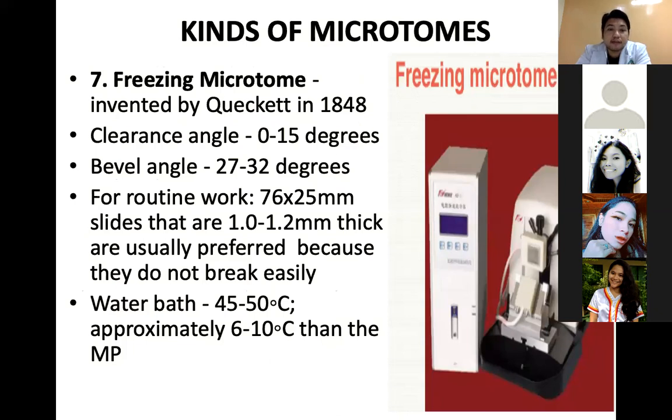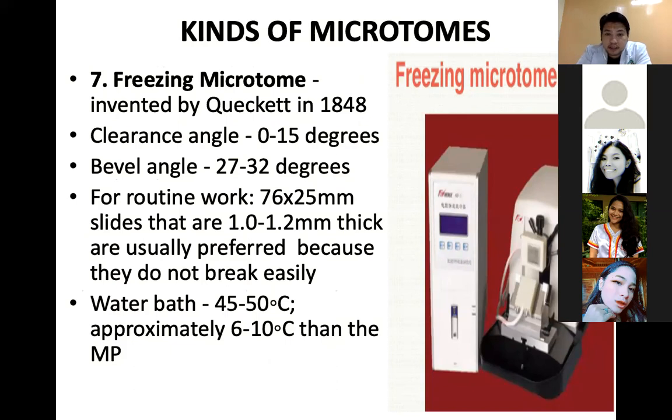And then we have the freezing microtome. The freezing microtome was invented by Quiquet in 1848. The clearance angle is 0 to 15. The bevel is 27 to 32 degrees. The bevel angle will be discussed later on. For routine work, 76 by 25 millimeter slides that are 1 to 1.2 millimeter thick are usually preferred because they do not break easily.